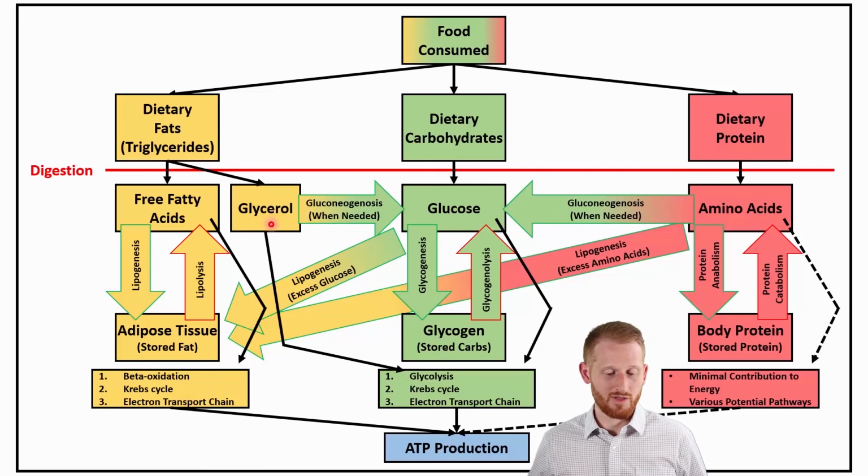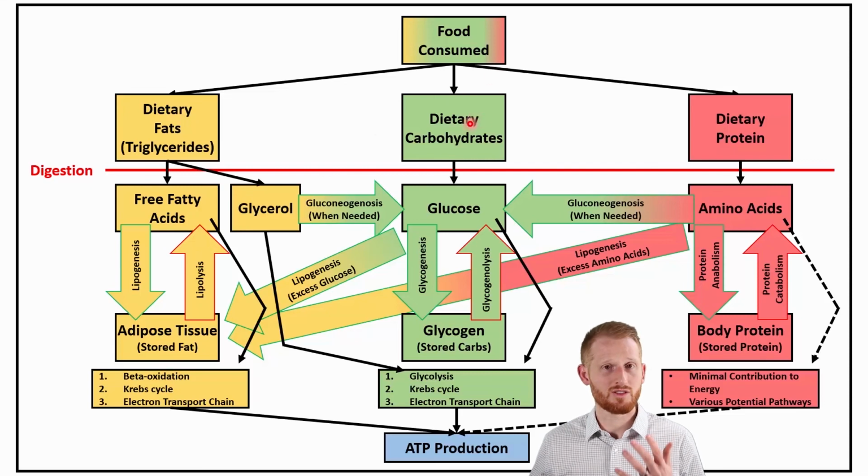The glycerol molecule that comes from the breakdown of triglycerides, either through consumption in our diet or when we break down the triglycerides in our adipose tissue producing fatty acids, and we also produce glycerol this way, that can go through gluconeogenesis to produce glucose, or it can go directly into glycolysis, then the Krebs cycle, then the electron transport chain to produce ATP. All right, so that's how our body uses the fats we eat.